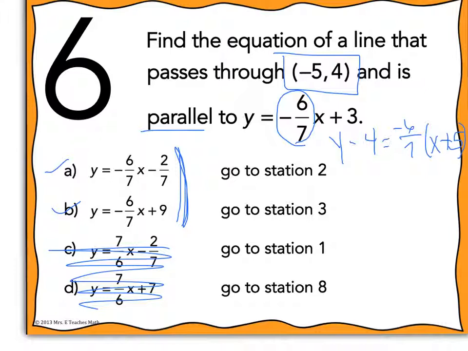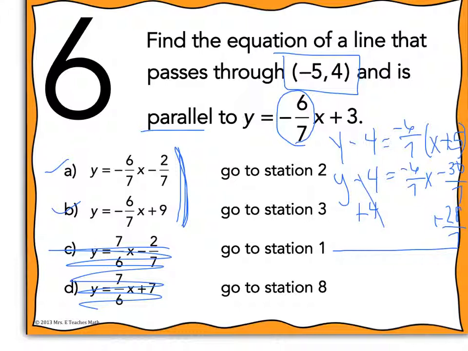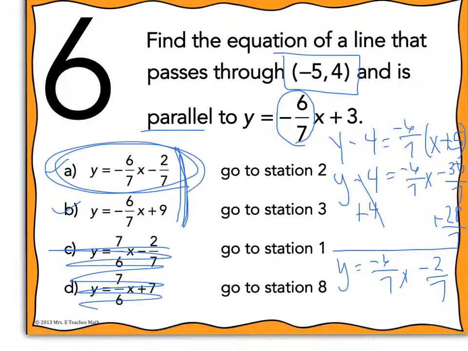X minus a -5 becomes +5. Distribute. And add the 4. Find a common denominator of 7. -30 plus 28 would be -2/7. So A would be your answer there.